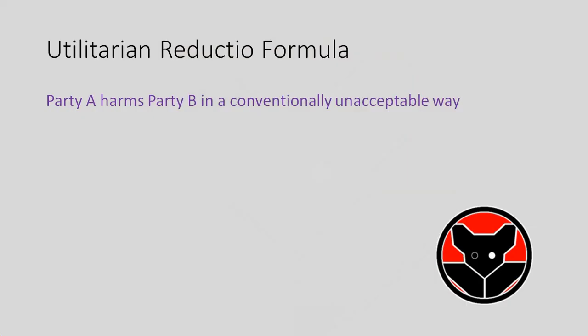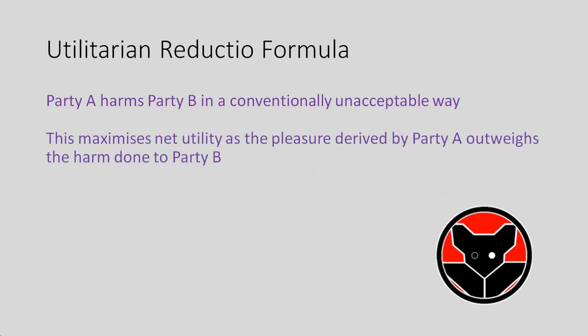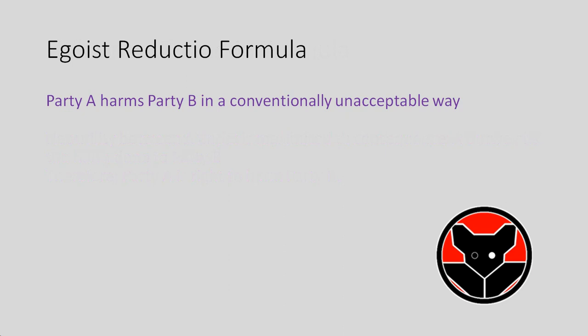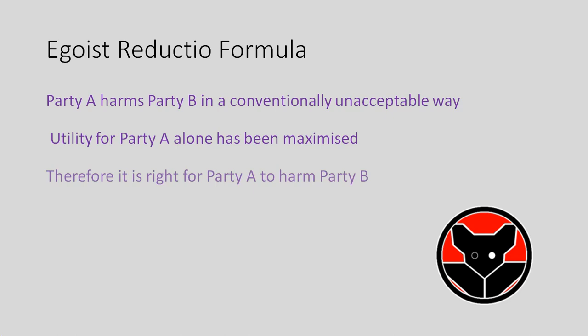The reductios given to utilitarians tend to follow a basic formula. Party A harms Party B in a conventionally unacceptable way, yet which maximises net utility as the pleasure derived by Party A outweighs the harm done to Party B, therefore Party A is right to harm Party B. The reductio given to the egoist follows a formula that Party A harms Party B in a conventionally unacceptable way, yet which maximises utility of Party A alone, regardless of net utility between parties A and B, therefore Party A is right to harm Party B.